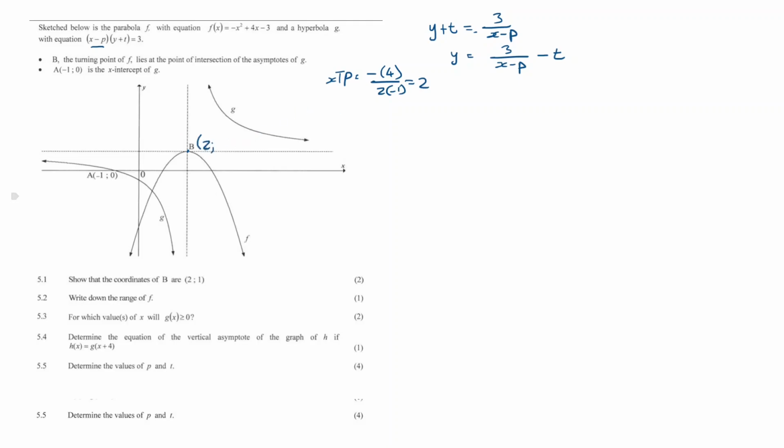And then how do I get a missing value in any graph question? I just sub that in. And so I sub 2 in there, and it leaves me with my answer of 1. And so now you've got your turning point. And by the way, your turning point is also the point where your asymptotes meet. So this asymptote's equation would just be x equals 2. This asymptote's equation would be y equals 1.